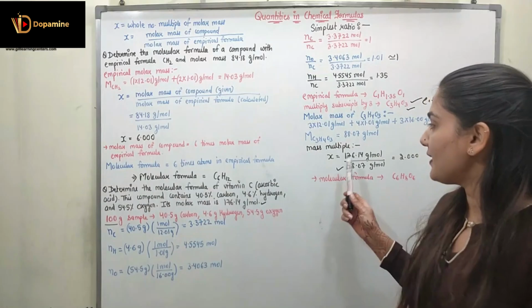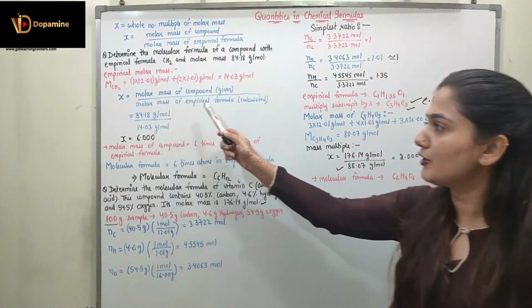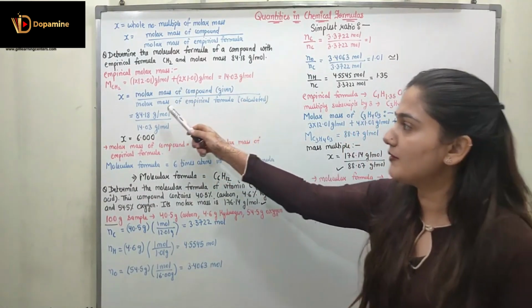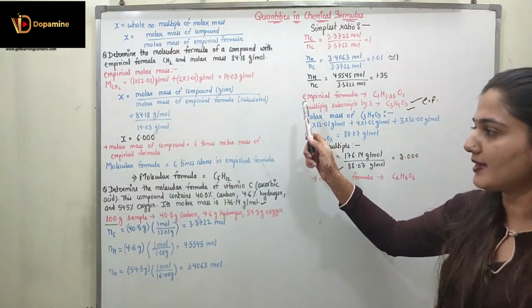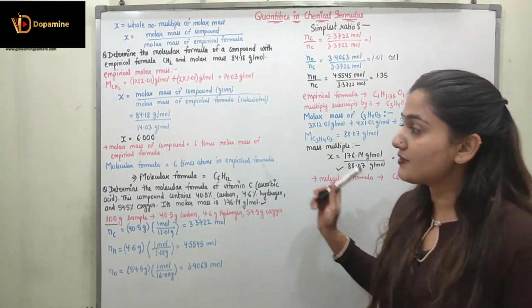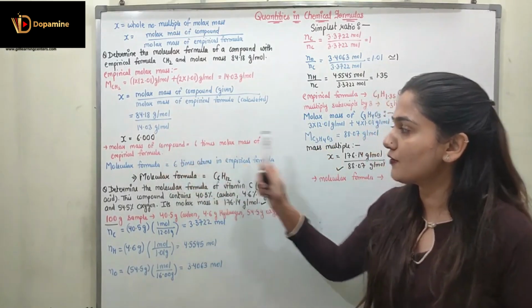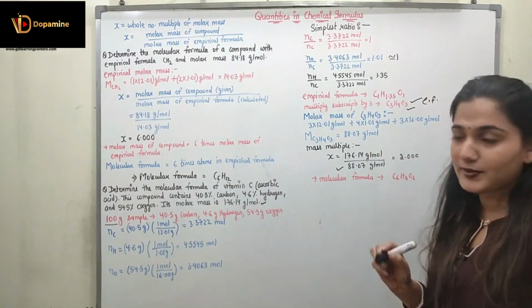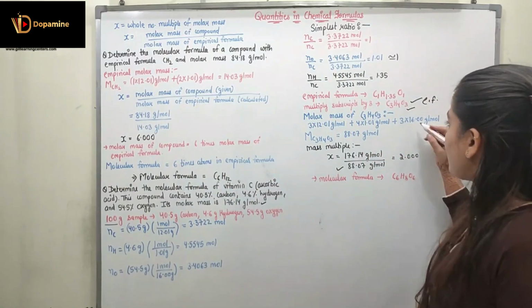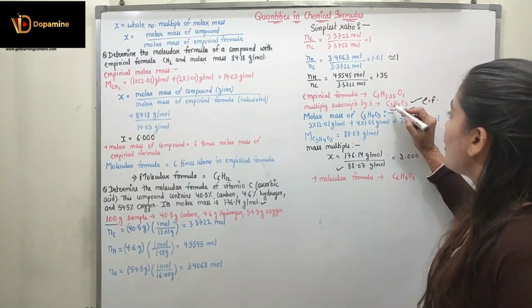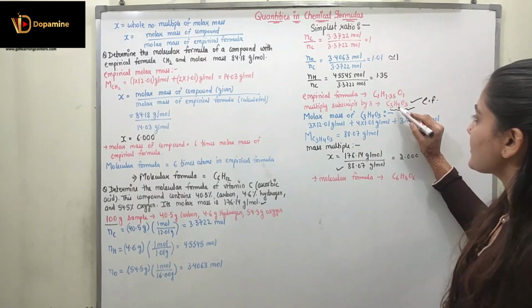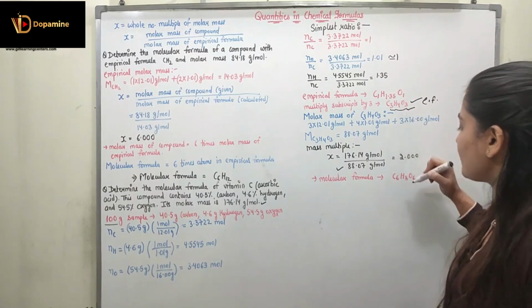So we know how to find X. The same formula is applied: molar mass of compound given divided by the molar mass of empirical formula calculated. So here we have seen the factor X is 2. Molar mass of compound is 2 times the molar mass of empirical formula. So we are going to multiply the subscripts by 2. C3 is converted to C6, H4 is converted to H8 and O3 is converted to O6.